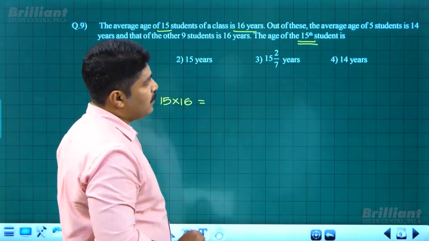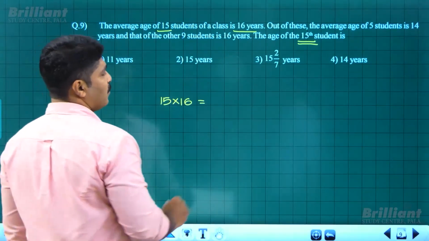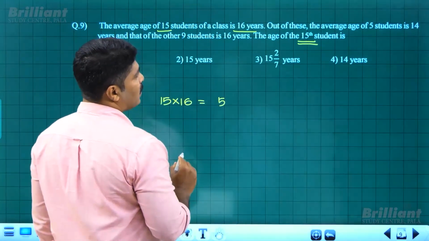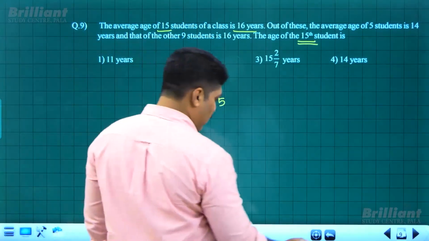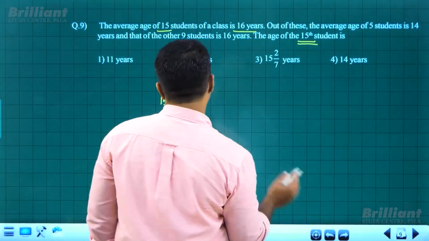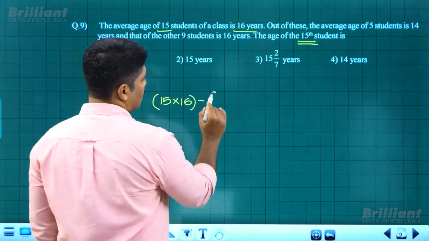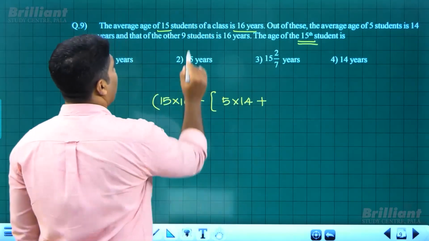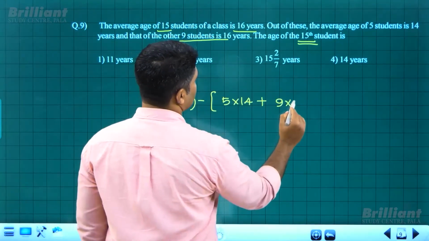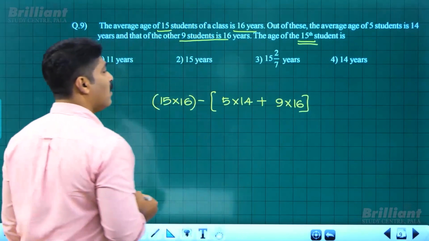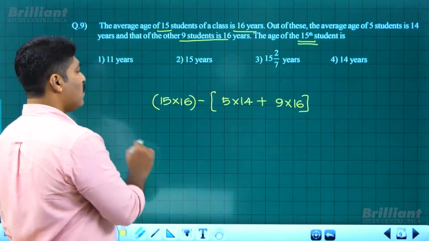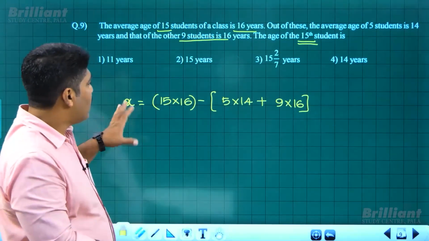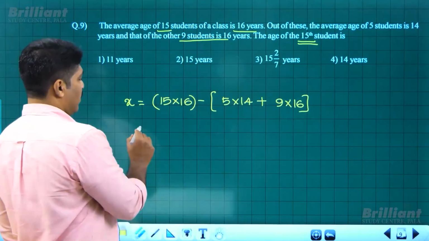That is equal to the average age of 5 students. So first set of 5 students, what is the average age here? Or if you are considering the remaining persons, it will be like this. So that is 5 students, their average age is 14, and 9 students, their average age is 16. So we just do the operations like this. Then you will get the age of the 15th student. Suppose the age of the 15th student, I just express that as x. You just do the operations here.